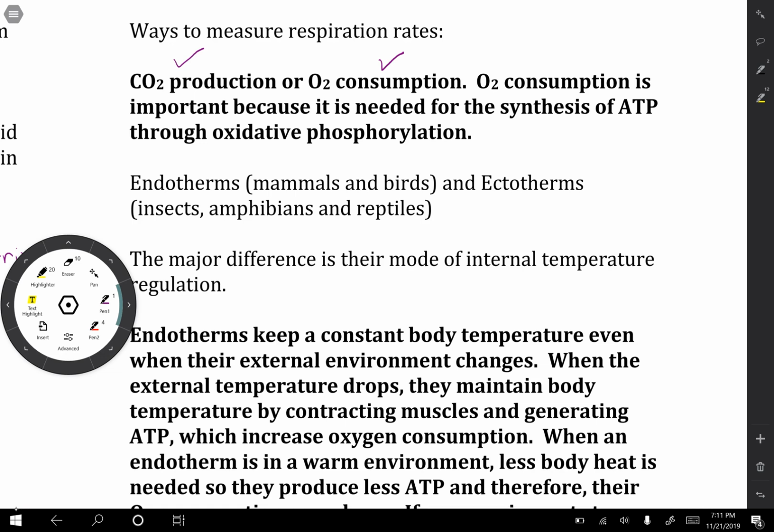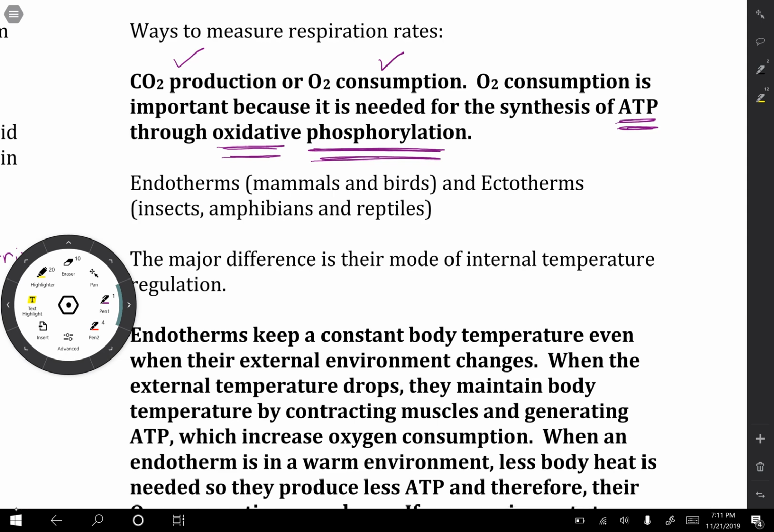So if we had really fancy tools, we could put an organism in a box and we could measure how much CO2 it produces or how much O2 it uses, and that would be great. And the rule of thumb is the more O2 you are consuming, the more ATP you are making, or the greater your respiration rate is. And that should make sense. And since we're dealing now with animals, this is all going to be through what's known as oxidative phosphorylation with the electron transport chain, just like we talked about.